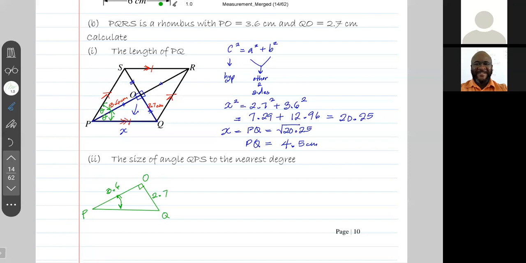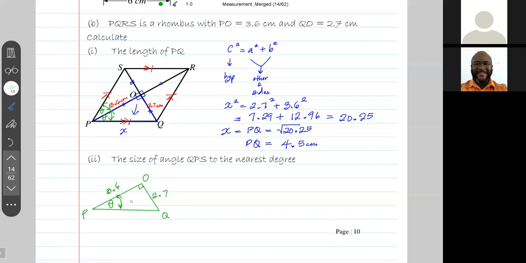So I was asking if it's the triangle PQ or QPS. We're asked to find PQS. But to find PQS, I'm going to find PQO first. I'm going to find this angle here, sorry, QPO. And then I'm going to multiply it by 2 to get the entire angle PQS.